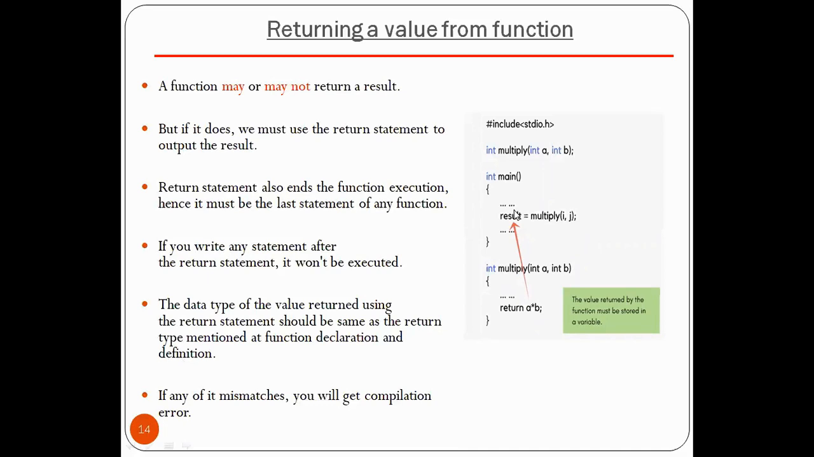And you can see when we are calling a function, we are storing that value in some variable. So this is the function definition. It is returning a into b. That could be a result or just an expression. So the control will go back to where the function was called, and the value returned by the function must be stored in a variable. So it is storing the returned value in the variable result.